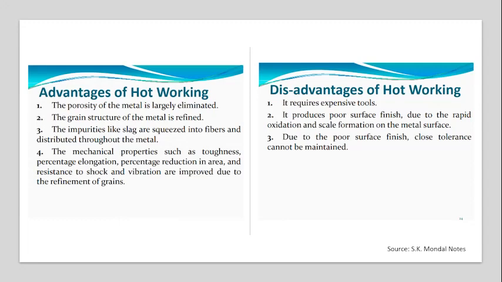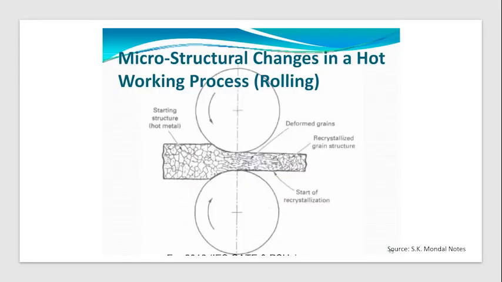What are the disadvantages? It is expensive. It will give you poor surface finish due to rapid oxidation and scale formation, and close tolerance cannot be maintained due to poor surface finish. Then these are the microstructural changes in hot working. Deformed grains will be formed. After the hot working, recrystallization will start, it will easily cool, and your final grain structure will be achieved in hot working.